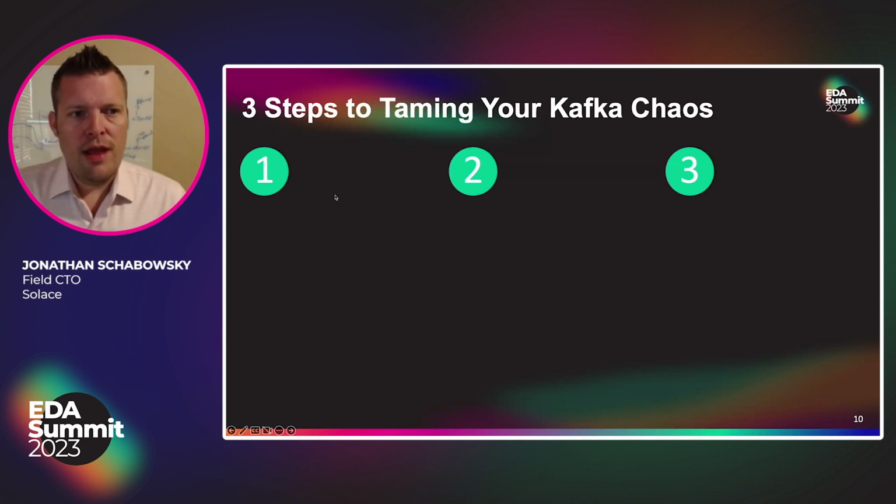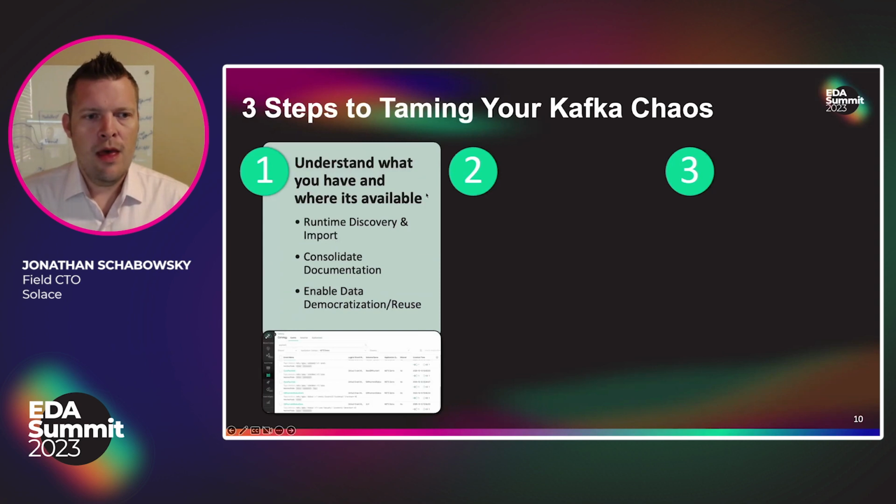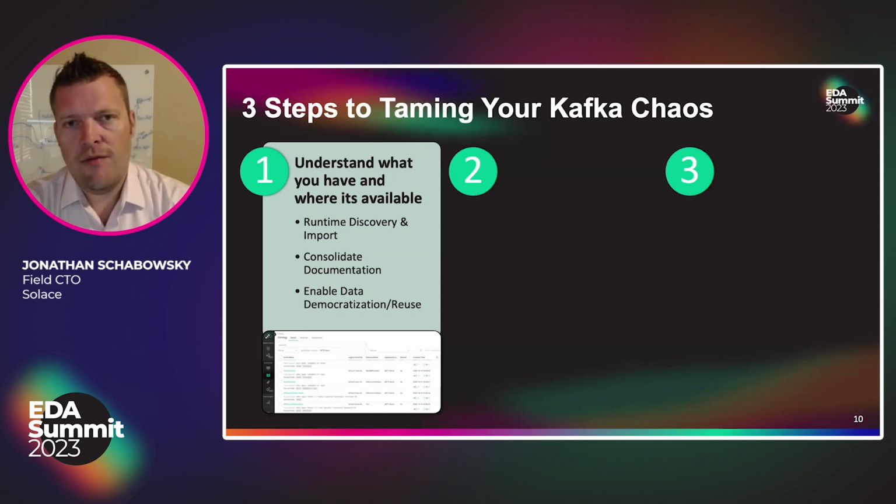So there's really 3 steps to taming your Kafka chaos. The first step is understanding what you have and where it's available. So what we would say is identify all the different Kafka clusters that you have within your enterprise. What's available in your production environment, testing environment, development environment, etc.